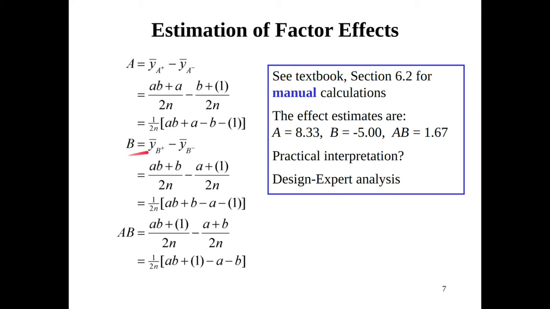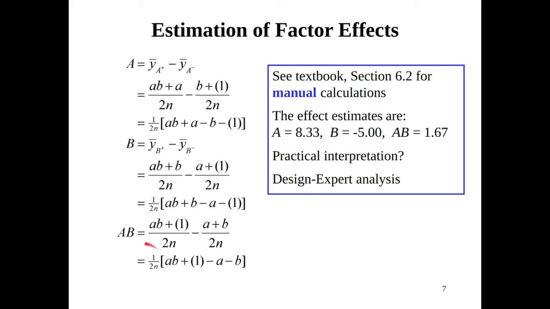Then for factor B, we have y bar B plus minus y bar B minus: the average of six readings at high B minus the average of six readings at low B. And there we have AB plus B divided by 2n minus A plus 1 divided by 2n. Once again, you take the 2n out, and what you see in the square bracket is the contrast of B.